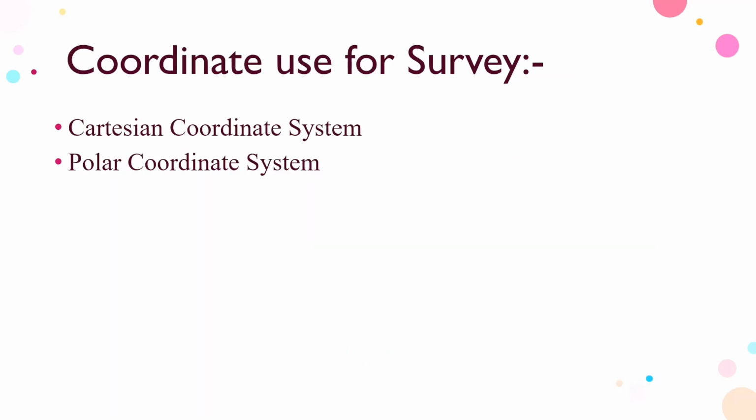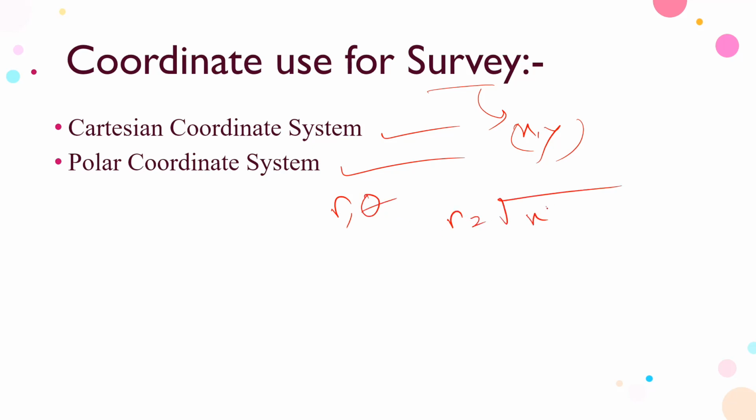Next, which type of coordinate system is used for survey? Actually, survey is a part of geomatics engineering. If we see the syllabus, there is a survey portion, and the coordinate systems used for survey measurement are the Cartesian coordinate system and the polar coordinate system. In the Cartesian coordinate system, the measurement will be x and y value, and for the polar coordinate system, it will be r and theta. r equals root over of x square plus y square, as we know, and theta equals tan inverse y by x.